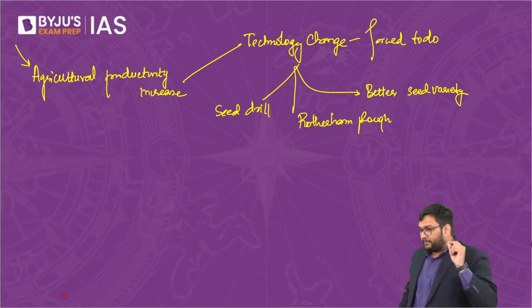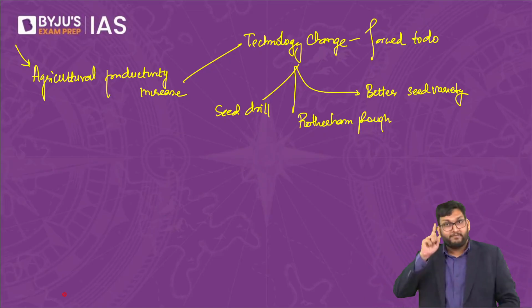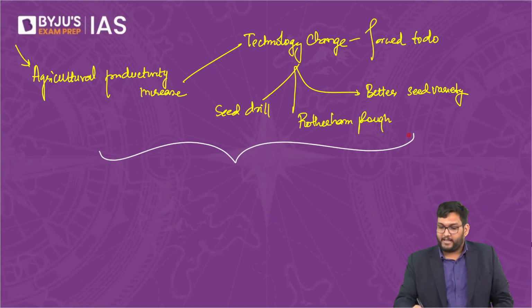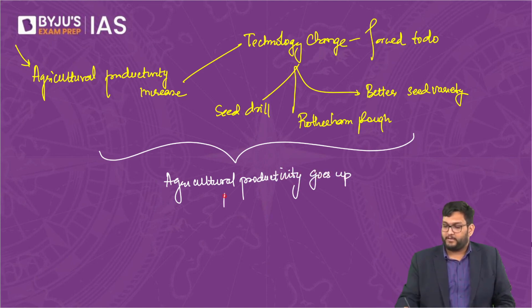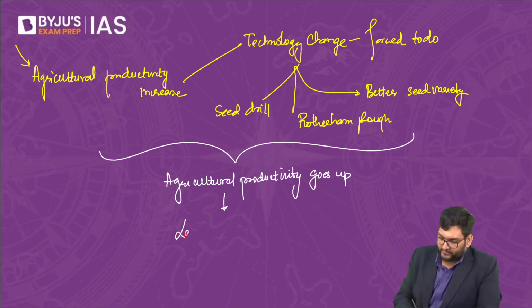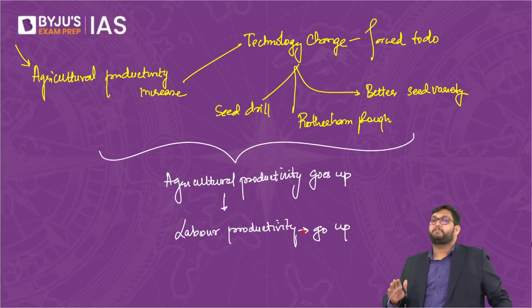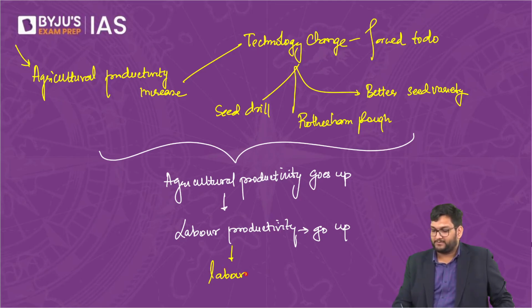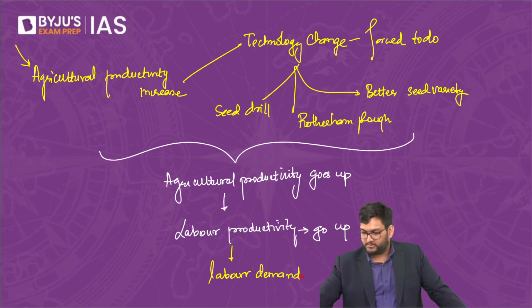Now, the problem with this path is, please pay attention. The problem with this path is, if agriculture productivity goes up, it means that labor productivity will also go up. And if labor productivity goes up, labor demand goes down or up? Labor demand goes up or down? Very good.